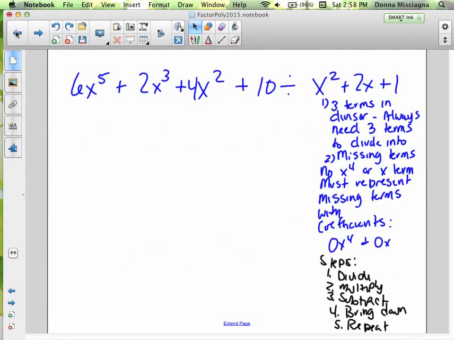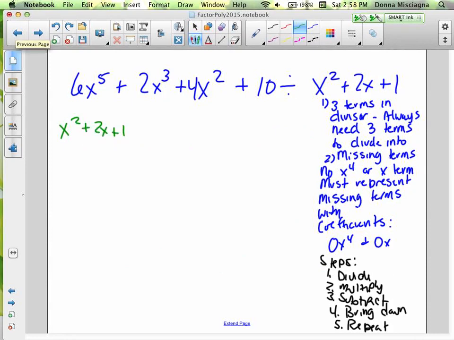All right, so 6x to the 5th plus 2x cubed plus 4x squared plus 10 divided by x squared plus 2x plus 1. This is a good one to divide by because now you see that we can divide by something that has more than just 2 terms. Our divisor is x squared plus 2x plus 1, so we have 3 terms in the divisor. We're always going to need 3 terms to divide into. And we have some missing terms.